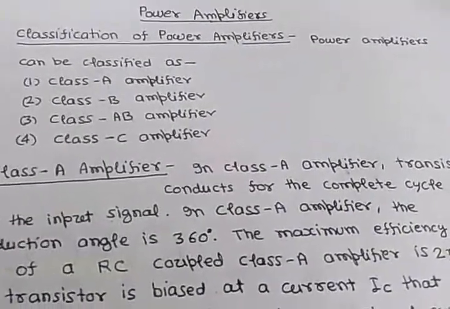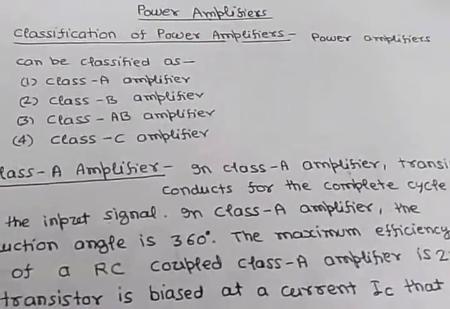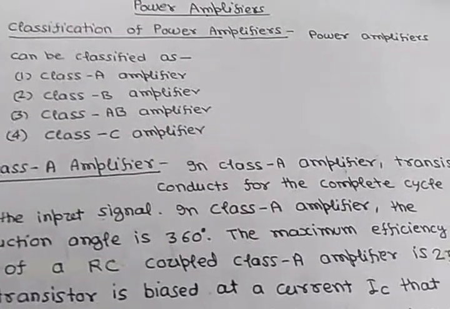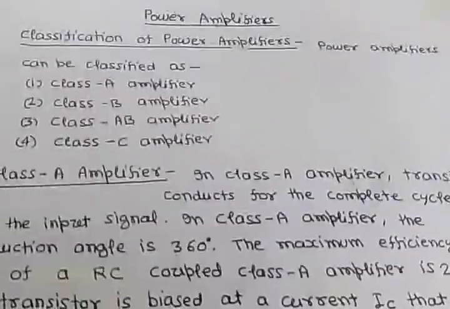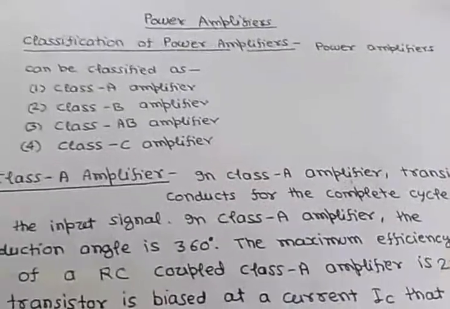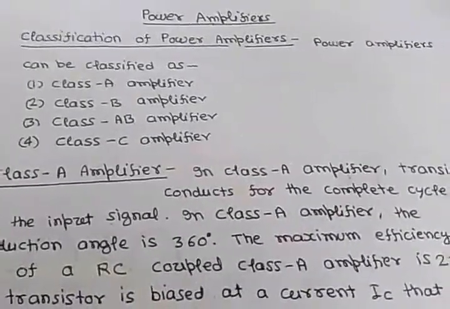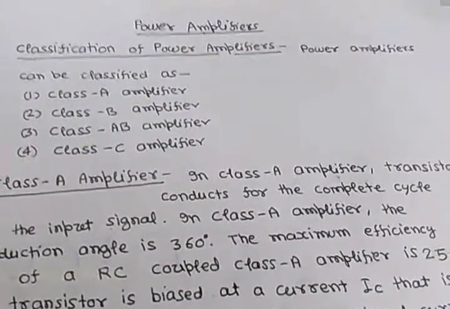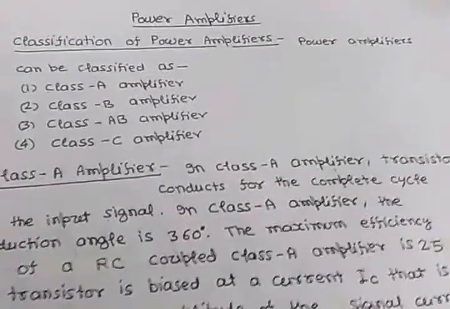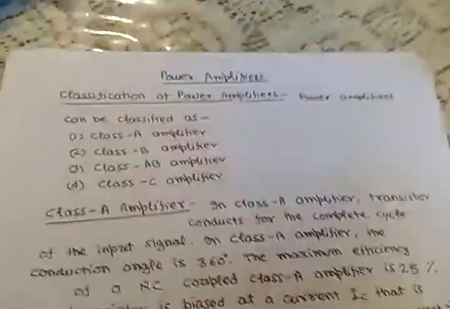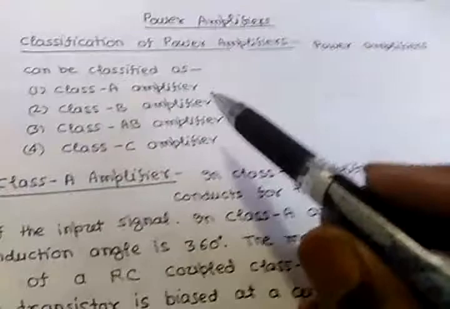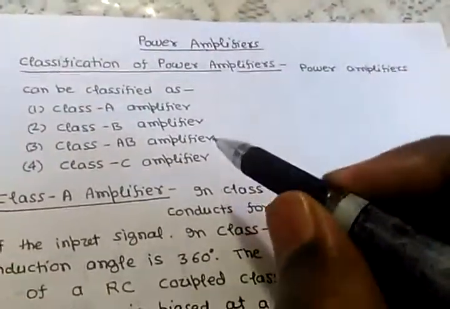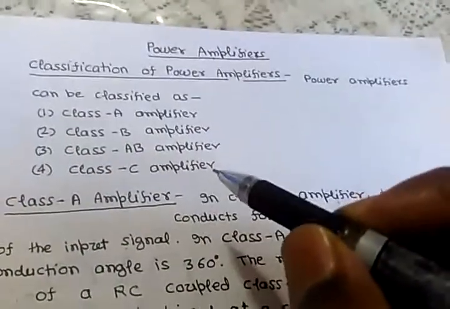So it is necessary to increase the power level of the input transducers to make it sufficient to drive the load, to drive the output devices. Generally, we can classify power amplifiers in 4 categories. First, class A amplifier, then class B amplifier, class AB amplifier, and class C amplifier.